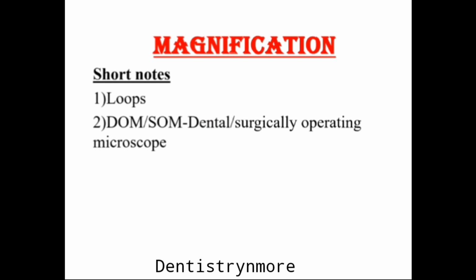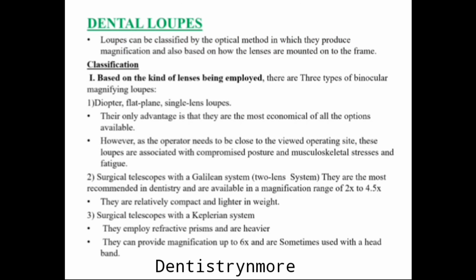Now we are moving to the last section, that is magnification. This includes loupes and dental or surgical operating microscopes. First we are moving to dental loupes. They are classified by the optical method by which they produce magnification, and also based on how the lenses are mounted on the frame.